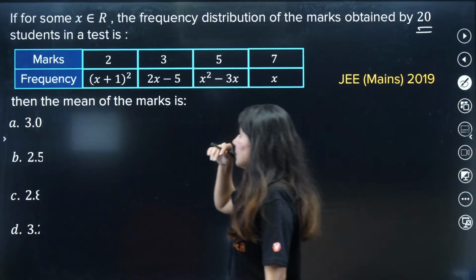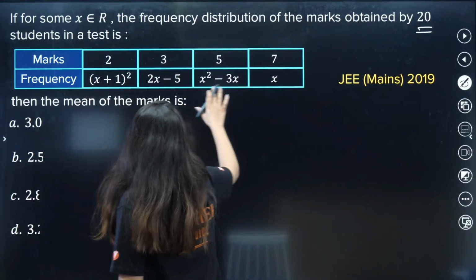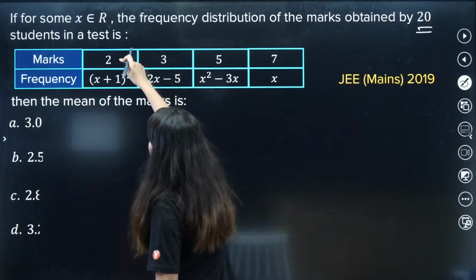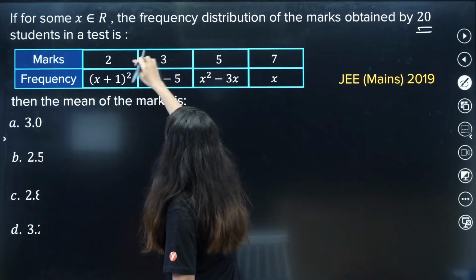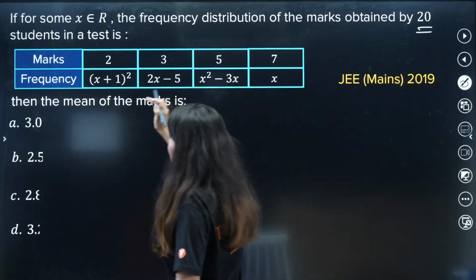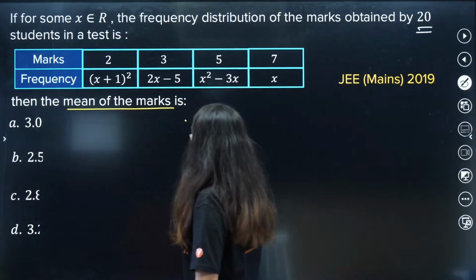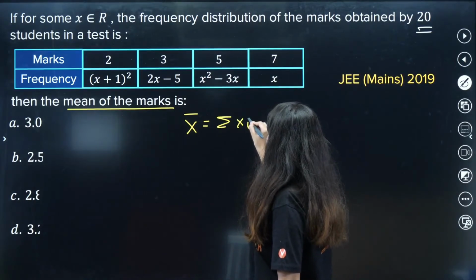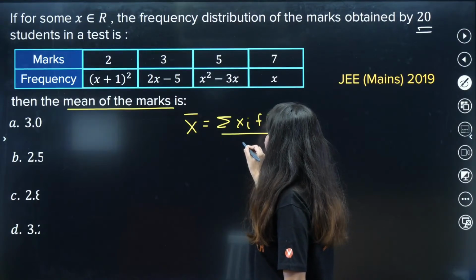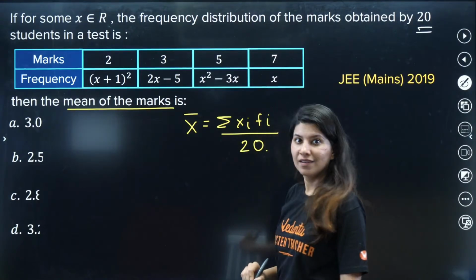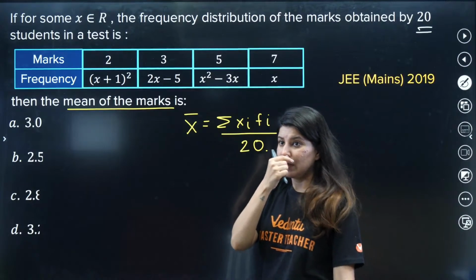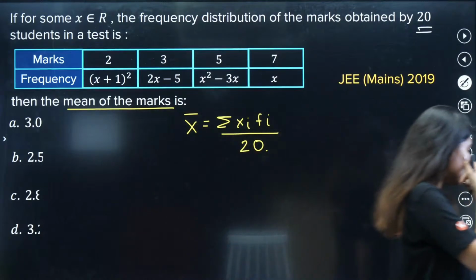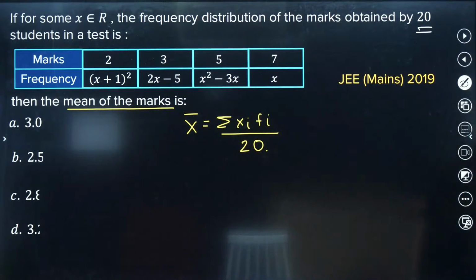Imagine. So basically, frequency is involving what? X marks. So how many marks is a student getting? 2, 3, 5 and 7. What we need to figure out is the mean of the marks. You know the mean of, this is discrete frequency, so sigma xi fi upon 20. Right? 20 students are there. Shall I leave this to you? Shall I give you 2 minutes to solve this?